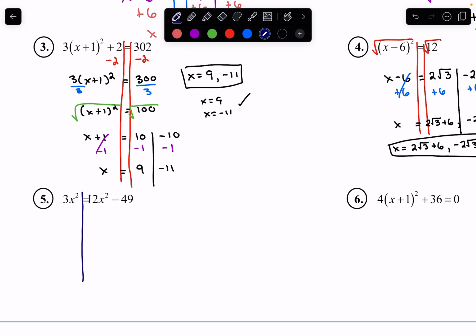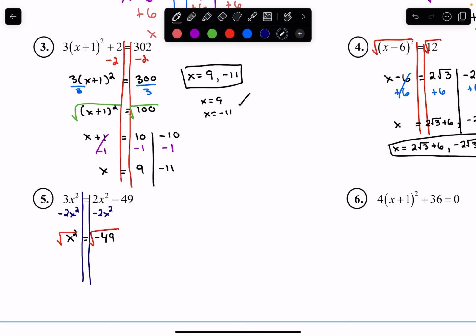When I do my railroad tracks, the first thing I want to do is get the x's on the same side. So I'm going to minus 2x squared from both sides because those are like terms, so I can move them together. So 3x squared minus 2x squared is just regular x squared. And on this side, I've got negative 49. Okay? Now, step 2 would be to square root the left and to square root the right.